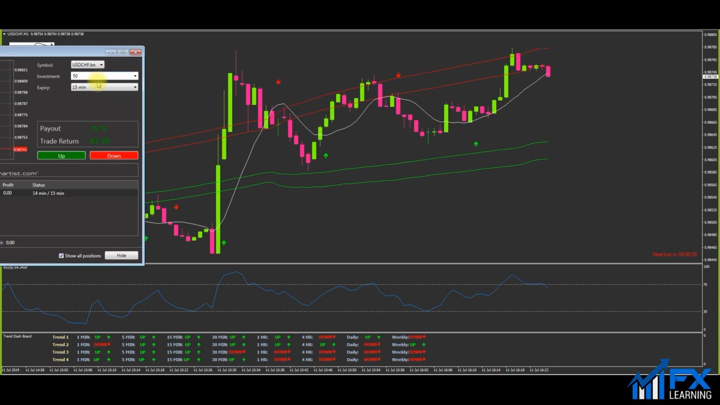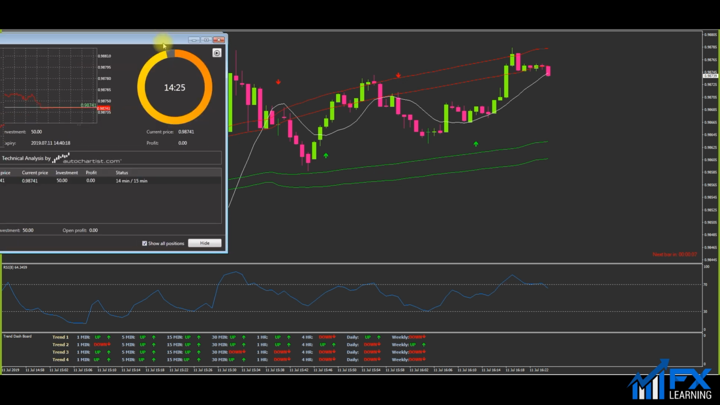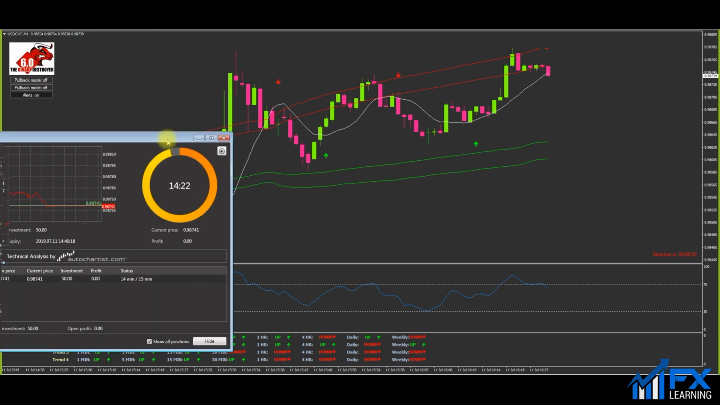Unfortunately, I don't have a 10-minute expiry because USD Chef doesn't do that. It only does 15 minutes. So I am anticipating we're going to get an arrow very soon, or hopefully within the next 2 candles. So this is why I've entered a sell on USD Chef, hoping that price does pull down.